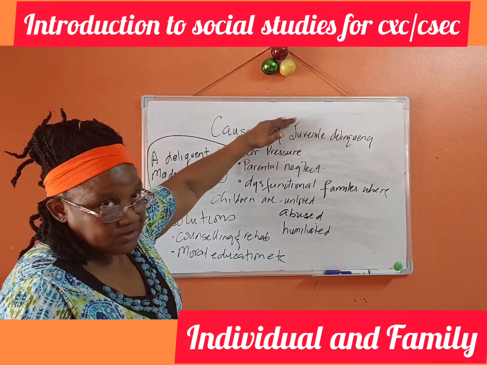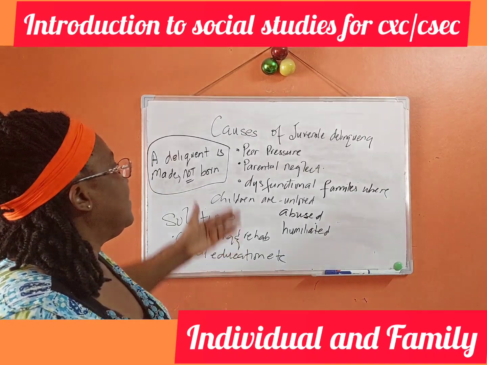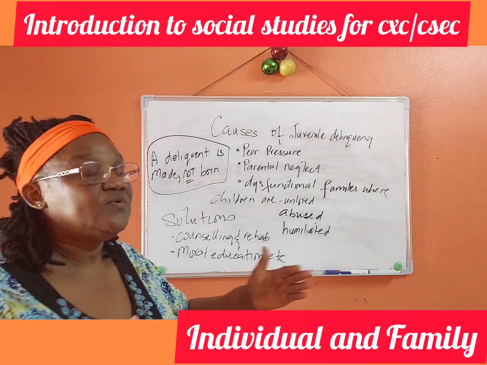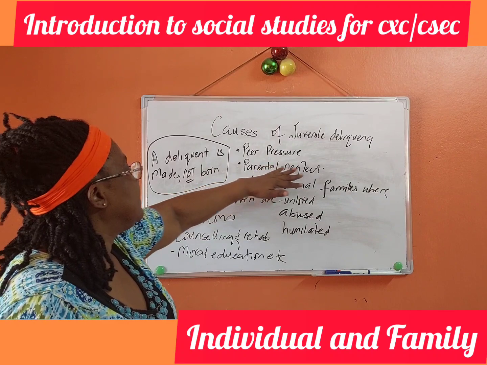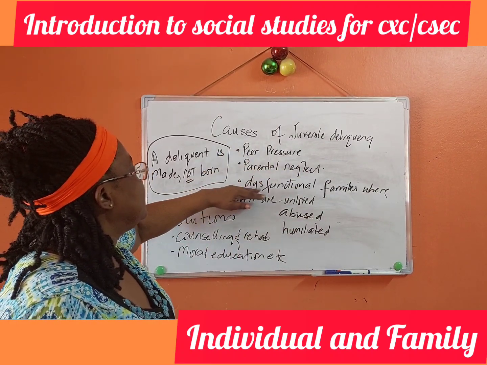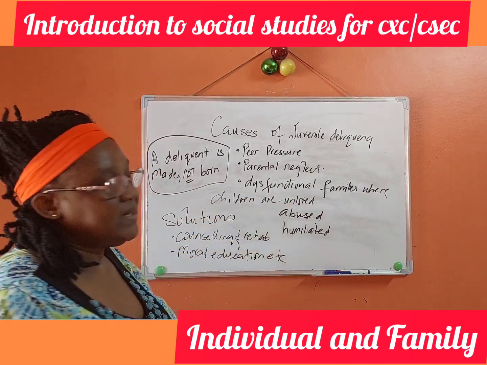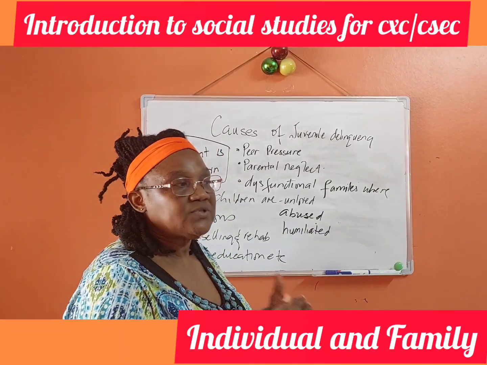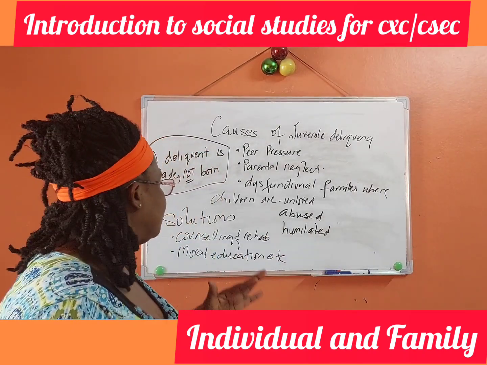So hold that thought and let us go back now to the juveniles. We spoke of juvenile and juvenile delinquency, but I want us to talk a little bit about the causes of juvenile delinquency. What do you think might be some of the causes? So we have here maybe peer pressure, parental neglect, all right, coming under dysfunctional families where children are unloved, abused, and humiliated. So we have situations where we have children in need of care and protection, and the state will have to come in now to assist in the care and protection of these children.